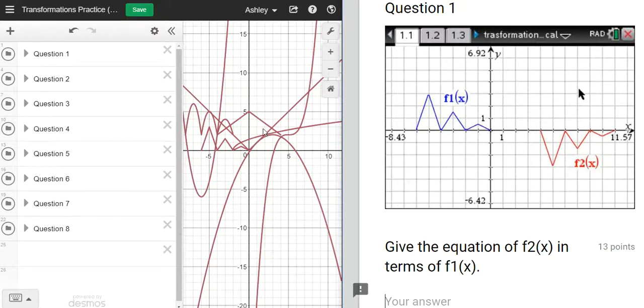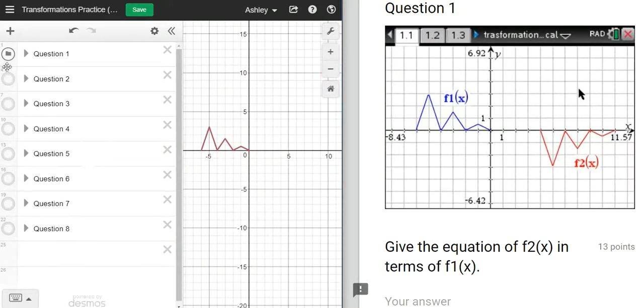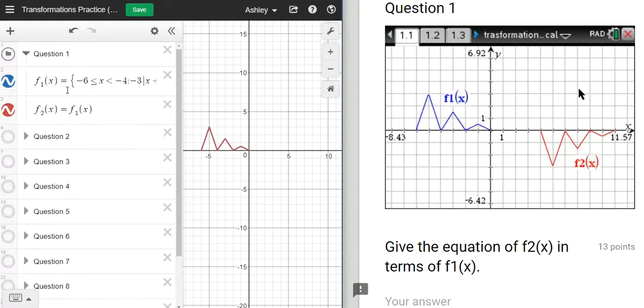Hey guys, to use this Desmos graph to help you with the function transformations practice assignment, you want to hide everything that you don't need to see. Since we're going to be working on question 1, I'm going to hide all these other folders for questions 2 through 8. I'm going to click on this little triangle to show everything for question 1.